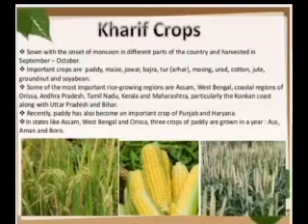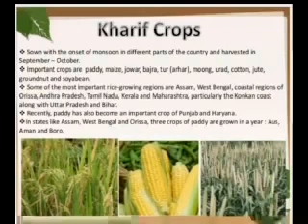What are Kharif crops? Kharif crops are sown with the onset of monsoon in different parts of the country and harvested in September to October. Important crops are paddy, maize, jowar, bajra, tur or arhar, mung, urad, cotton, jute, groundnuts and soya bean.